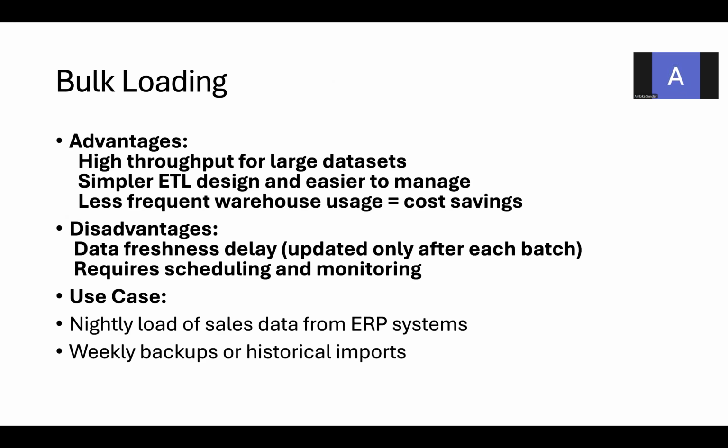Disadvantages: data freshness delay. Data is updated only after each batch. If you schedule the loading interval for one batch as 1 hour, then after that hour, once the loading of this batch is complete, any data that has changed in the source file will be reflected only in the next batch. So there will be a time delay. It also requires scheduling and monitoring. For this batch loading, you need to schedule how long you want to load this data, whether it is for 1 hour or 2 hours.